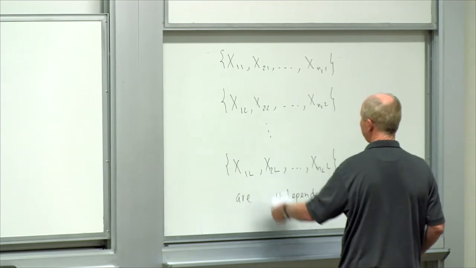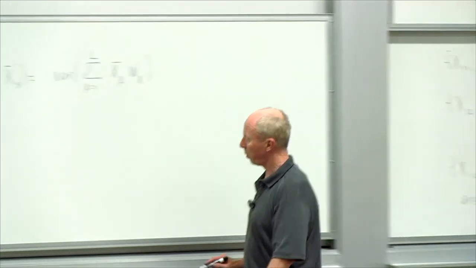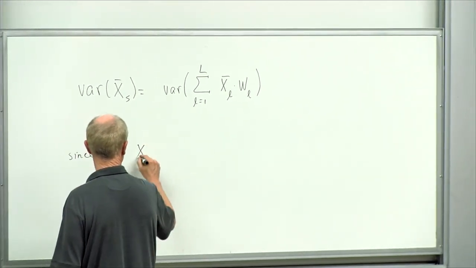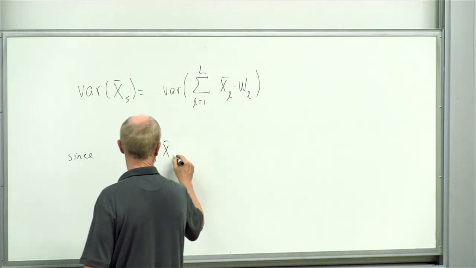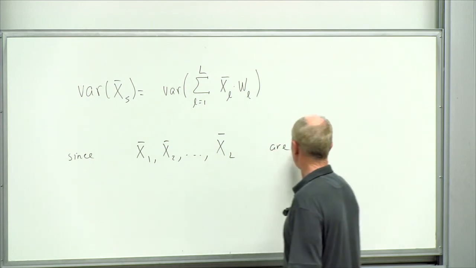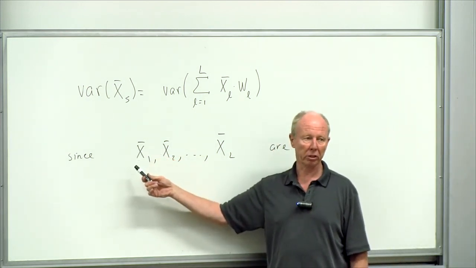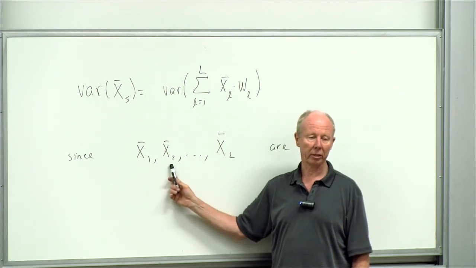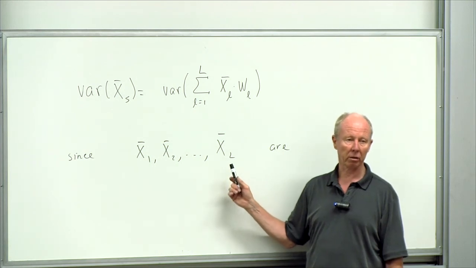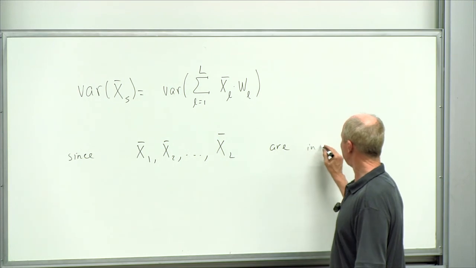Now these sets are independent. So what about the random variables X bar 1 through X bar L? This is formed from random variables in the first set. This is formed from random variables in the second set. This is formed from random variables in the Lth set. Those sets are independent, so these random variables will be independent.